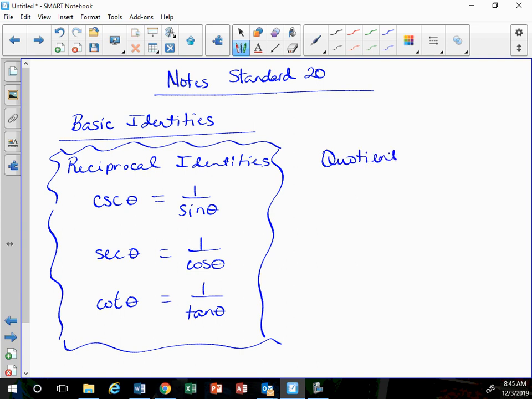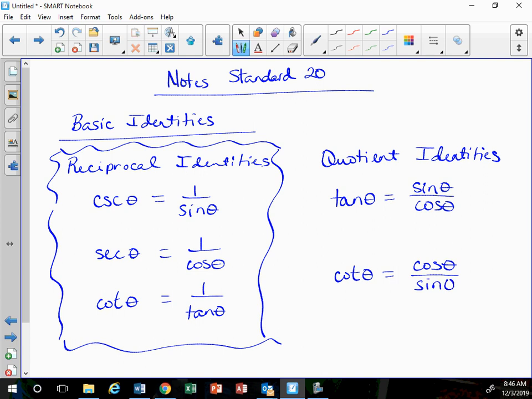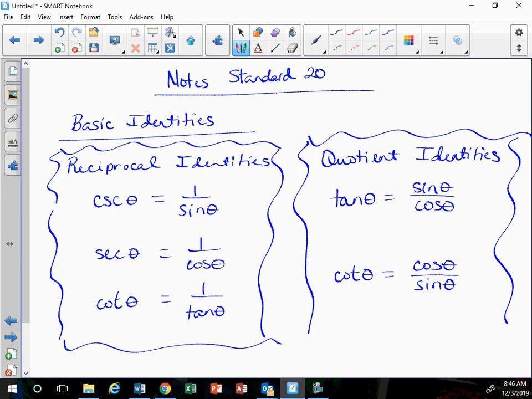And then your other basic ones here, we have the quotient identities. Tangent of theta is sine of theta over cosine of theta. Cotangent of theta is cosine over sine. Hopefully those are all somewhat familiar to you, okay? We've worked with those for a while now.